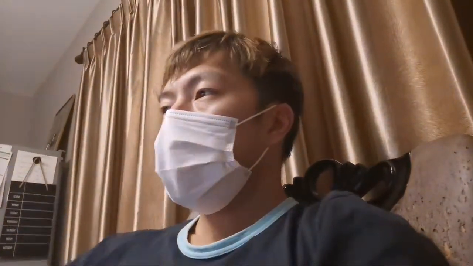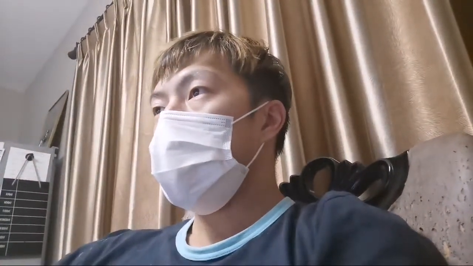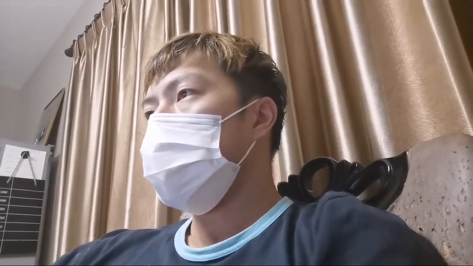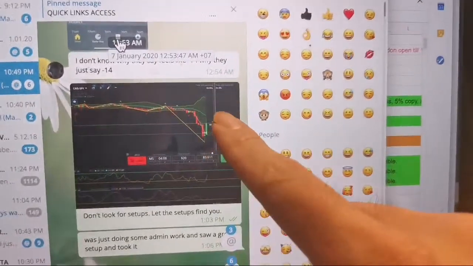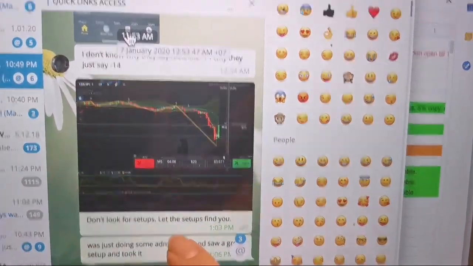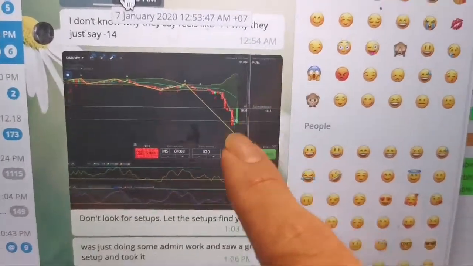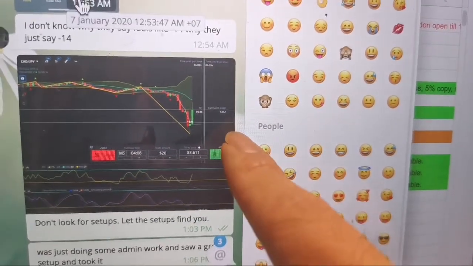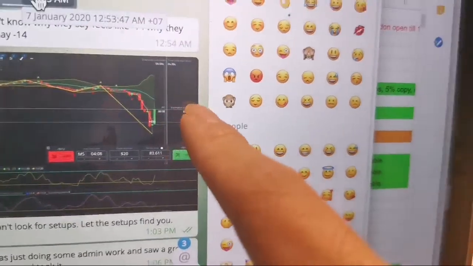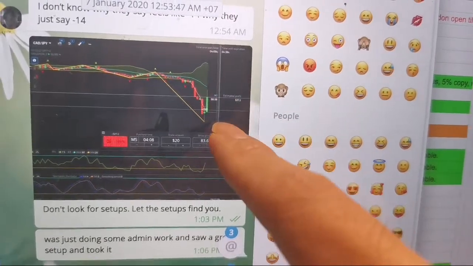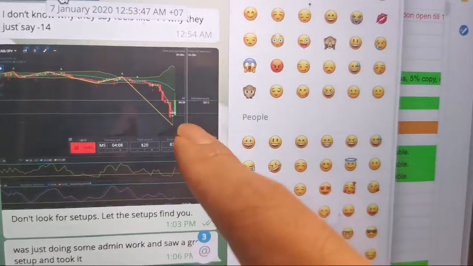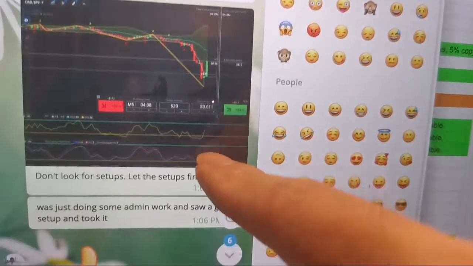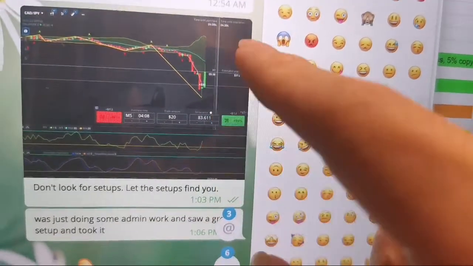So earlier today, when I was in my Telegram group, I sent out a picture. And I said, don't look for setups, let the setups find you. This was a trade that I was in the midst of doing my spreadsheet. I was writing out my trade settings for the guys today. And then I saw this awesome opportunity, and I said, guys, you should totally look into it. I saw this opportunity and I took it.